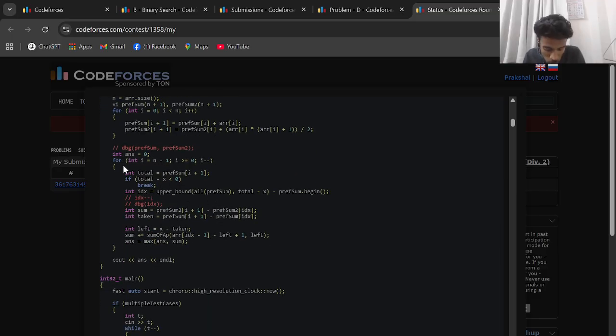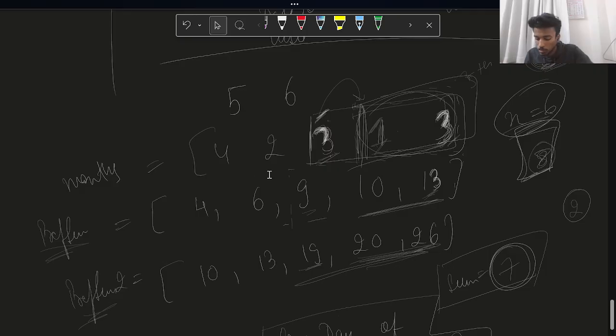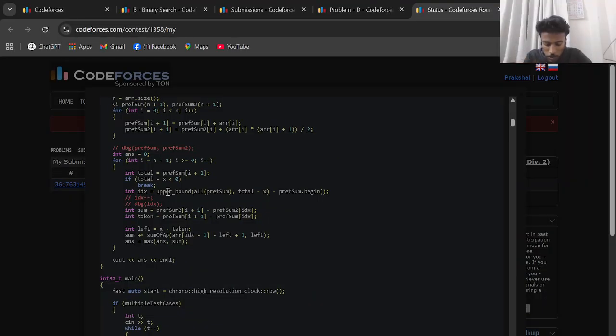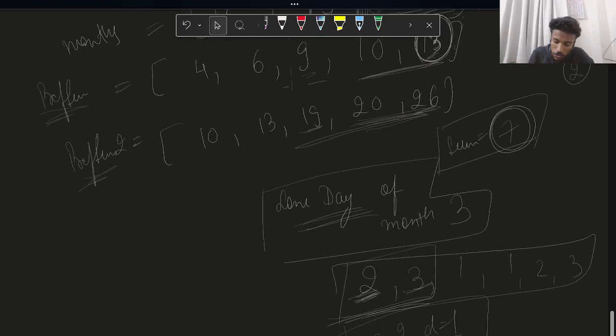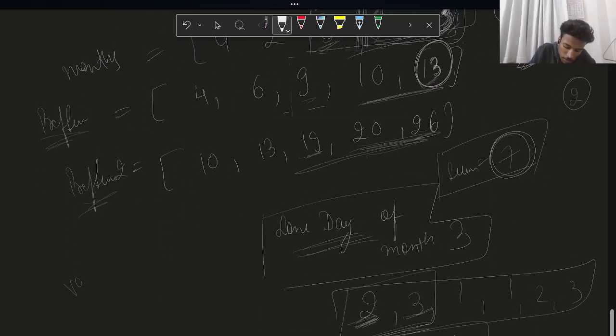Now see this code. Although the code looks small, calculating it is quite tricky. First of all, what is the total sum up till here? It is prefix sum of i plus 1. Referring to this, it is 13. And the x value would be given to you. So what you need to do is find the upper bound of total minus x. What does upper bound give you? Upper bound gives you the first value greater than x. I hope you know that much, because if you don't, you need to check out other videos first. So upper bound of x gives you the first value greater than x in the array.